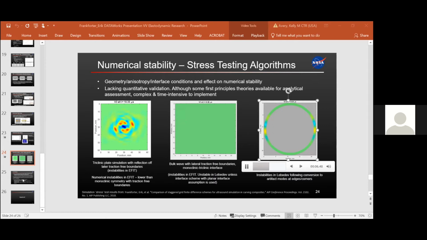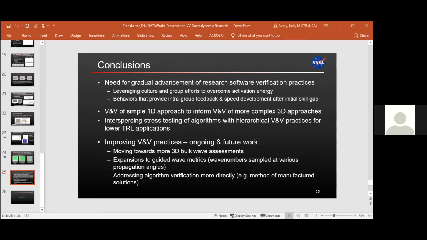On 25, I have conclusions, and just to reiterate a bit: not letting great be the enemy of good in gradual advancement of research software verification practices, leveraging culture and group dynamics to overcome activation energy. We use the V&V of simple 1D approaches, through this transitive approach to linking it to really well-established models, especially when there are resource constraints and time limitations, and these can be applied to the more complex 3D approaches.